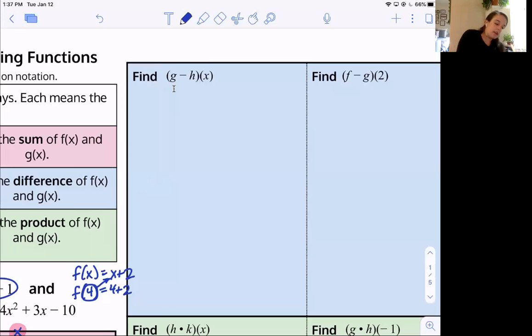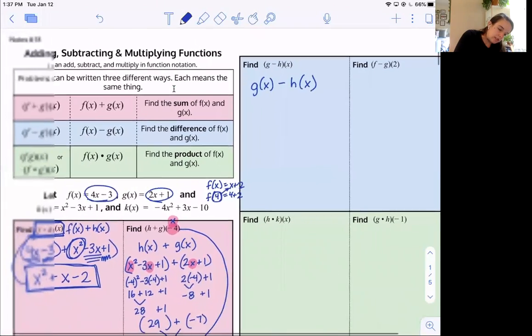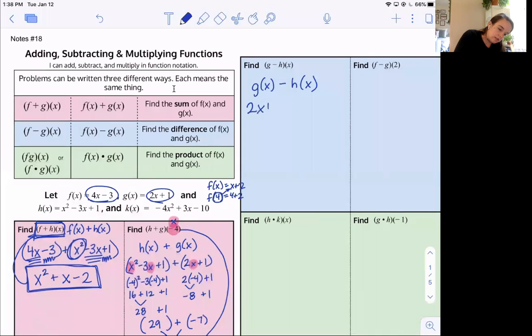Perfect. So we have G of X, and we're going to subtract H of X. We're using those same ones from before. So G of X is 2x plus 1, and I'm going to subtract H of X, which is x squared minus 3x plus 1.